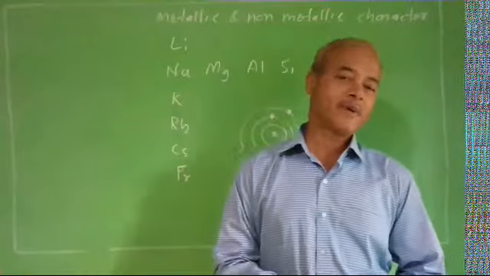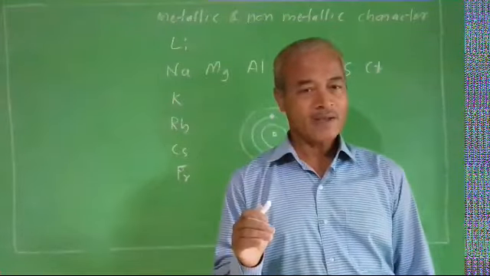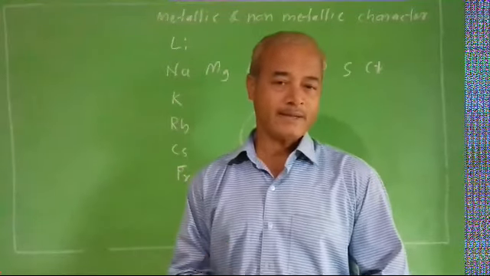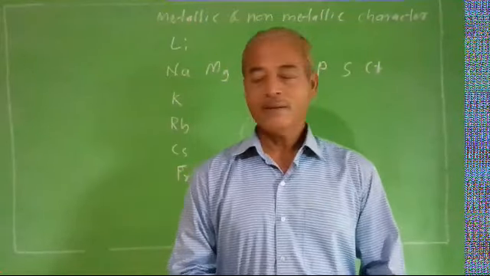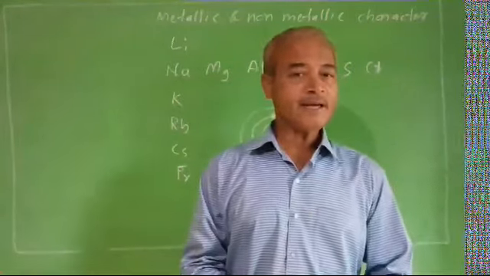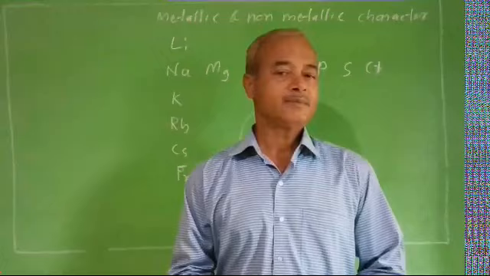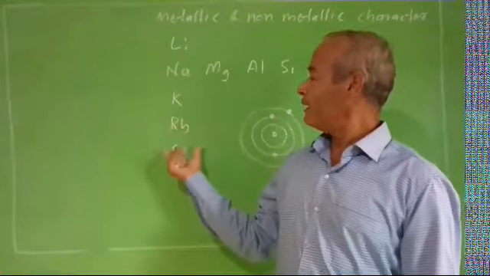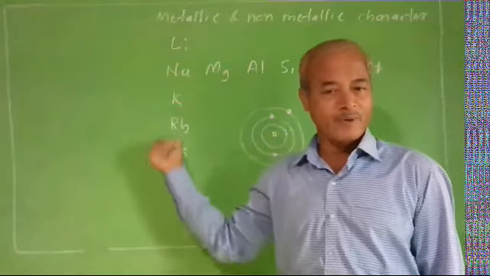So as the distance between the center of atom to the outermost cell increases, the electrons are held with the lesser force of attraction by the effective nuclear charge, and bigger the atom, it is easier to lose electron for the element, and the more will be the metallic character. So in this way, all these are metal, but the metallic character goes on increasing from top to bottom.